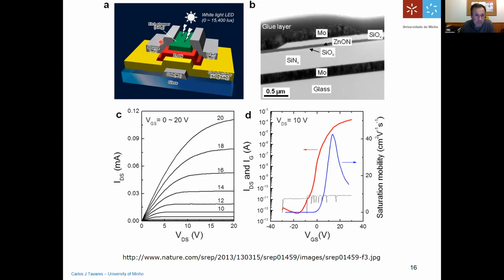Then you have the source and drain electrodes, which can also be molybdenum. In this way, you can also see from this cross section that you have the different layers, and you can produce this device.